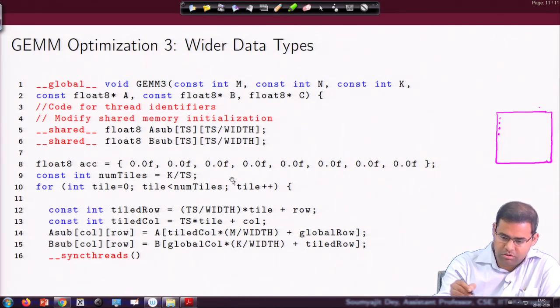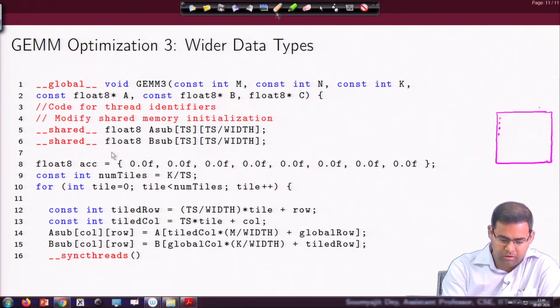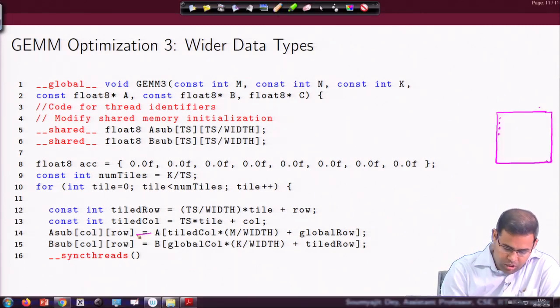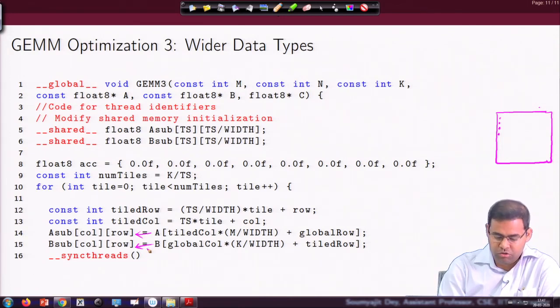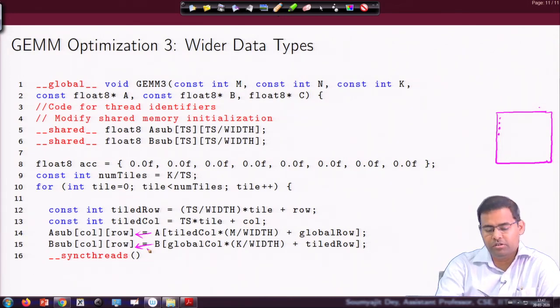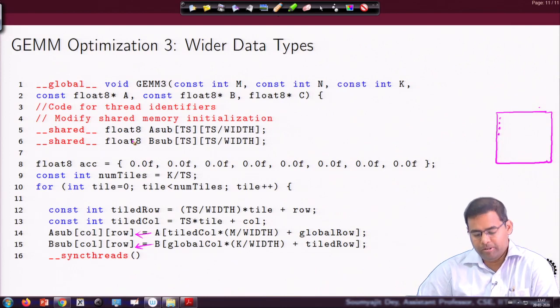Since the data type here is float8, I will have the wide vector loads operating. So, with each load I will get multiple values, since it is float8. I will get 8 consecutive float values getting loaded into the tiles. But then there is a problem, so let us understand.